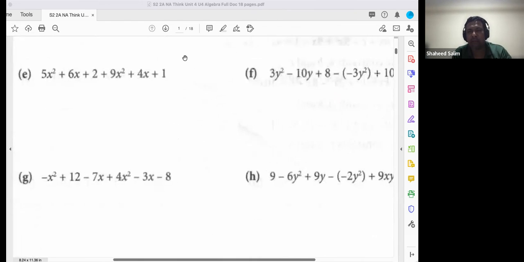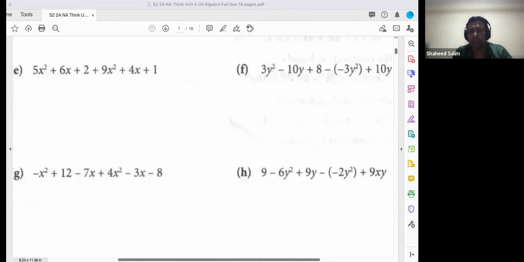E and F, try E and F. Again, this is just warm up. This one you already know. It's Sec 1 work, I think. But yeah, we still need to warm up. Because I found out many times if you don't warm up, the students will get confused.